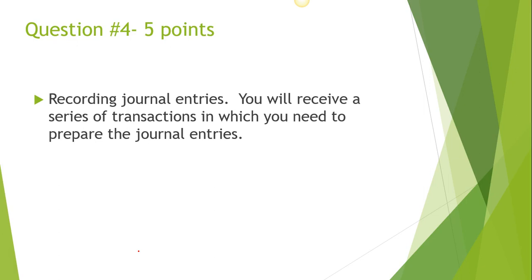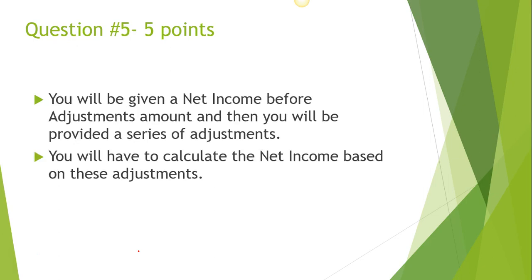All right. Question number 5. Here you will be given a net income before adjustments amount. You get this net income before adjustments, then you will be given a series of adjusting entries that you learned in chapter 4. What they're going to tell you is simply to calculate the net income after these adjustments.